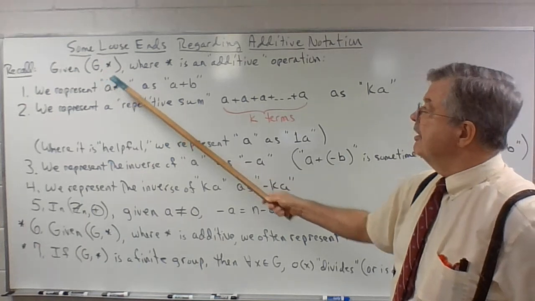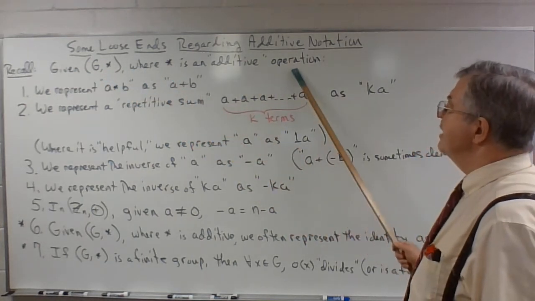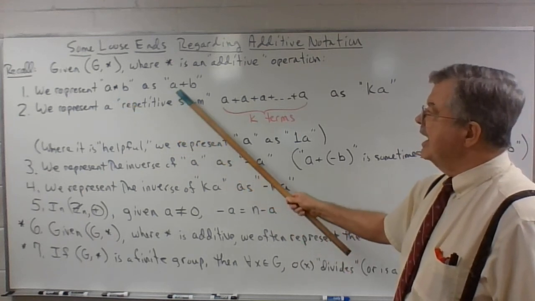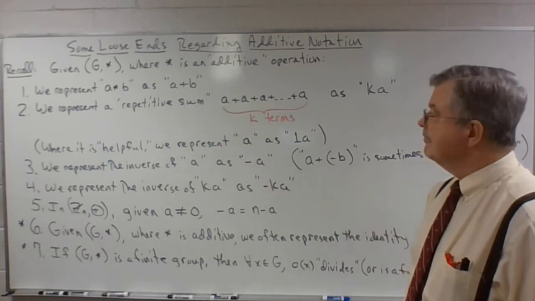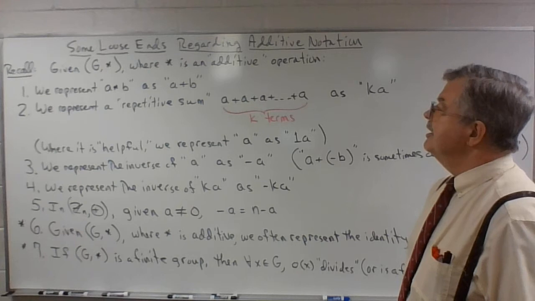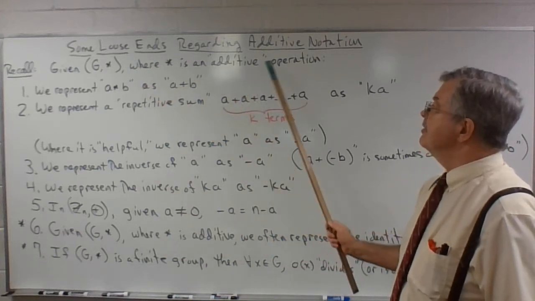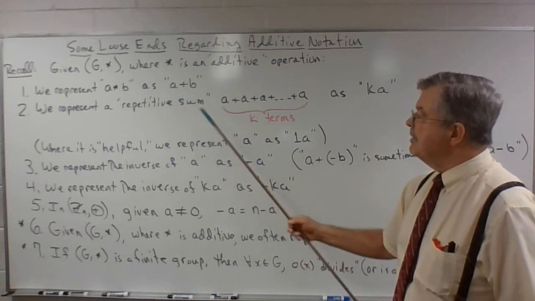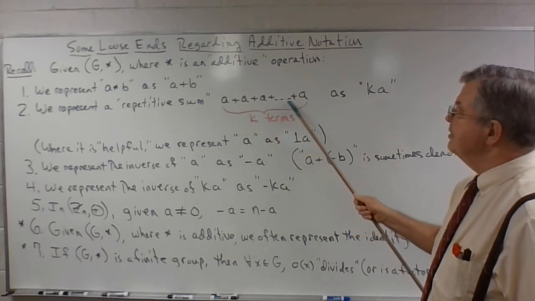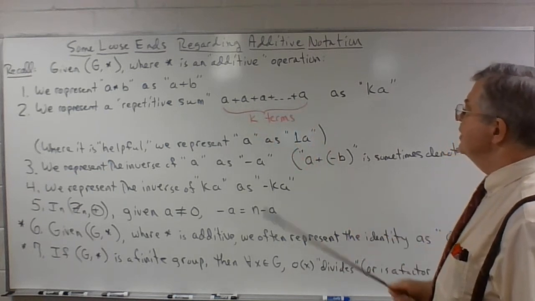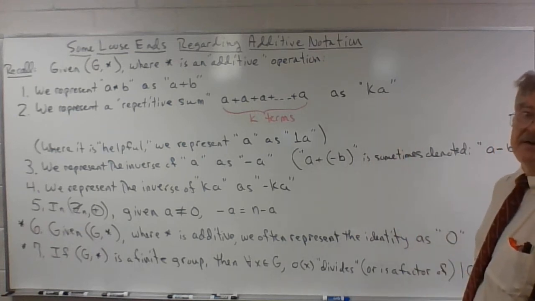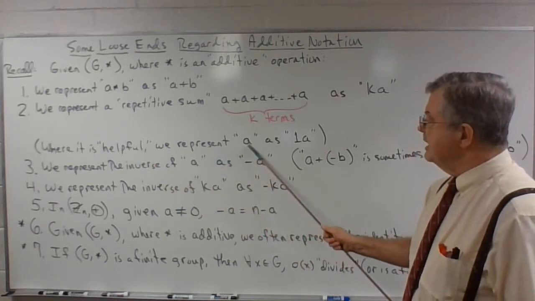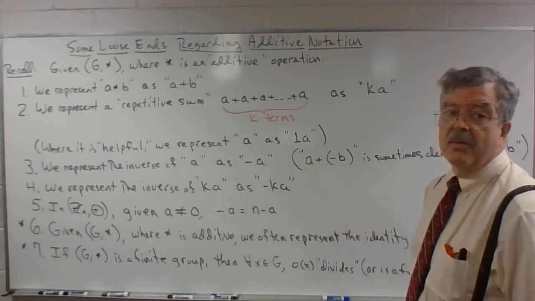Given a group G star, where star is an additive operation, we represent A star B as A plus B. And if we have a group that has an additive operation, and we're using the plus notation, if we have a repetitive sum, an element added to itself k times, then we represent this as Ka, k times A. And where it's helpful, we represent the element A as 1A, or 1 times A.